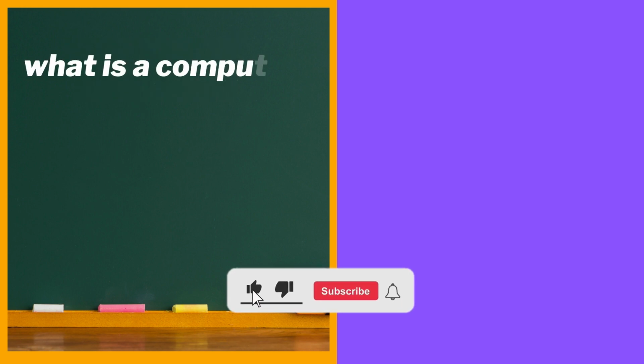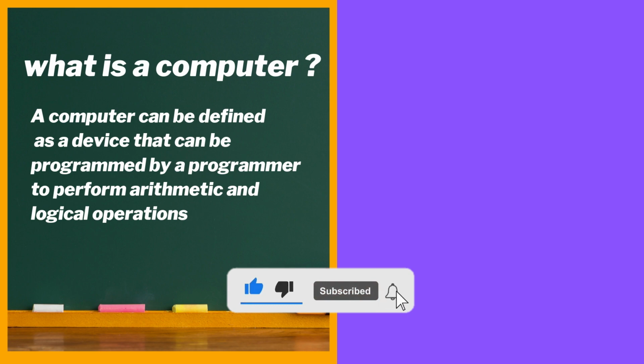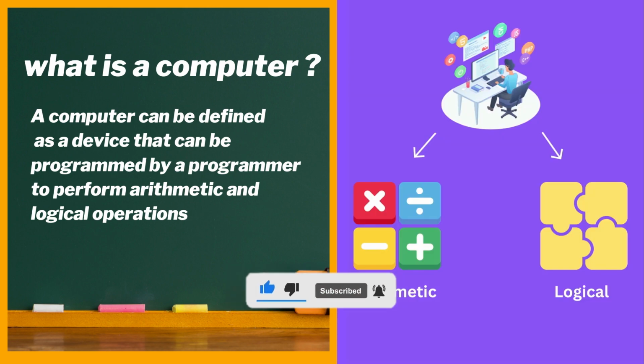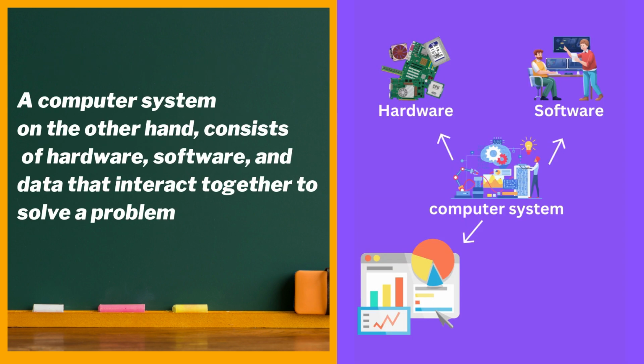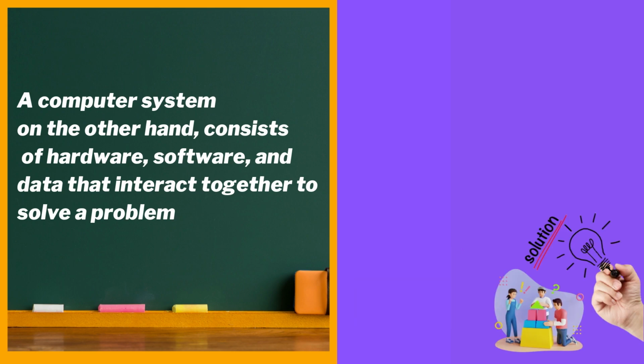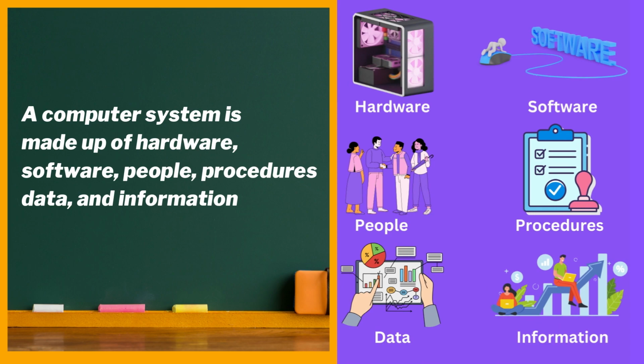What is a computer? A computer can be defined as a device that can be programmed by a programmer to perform arithmetic and logic operations. A computer system, on the other hand, consists of hardware, software, and data that can interact together to solve a problem. A computer system is made up of hardware, software, people, procedures, data, and information.